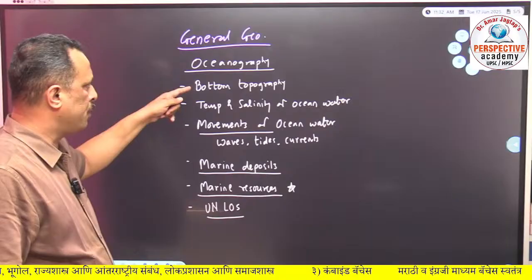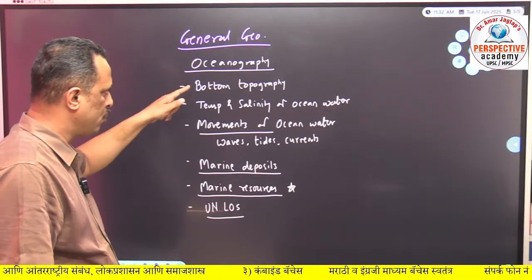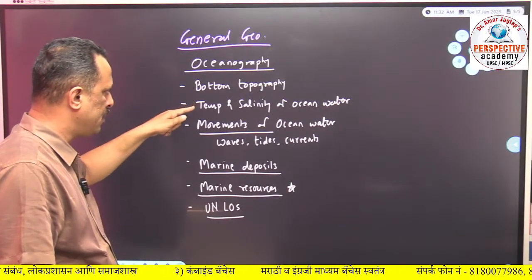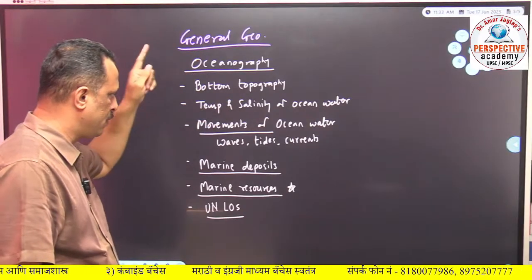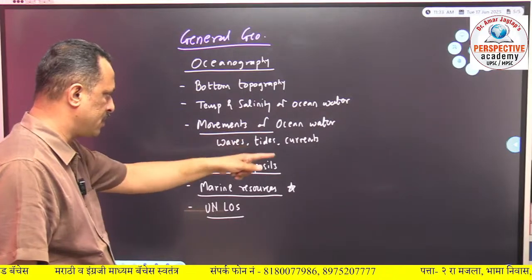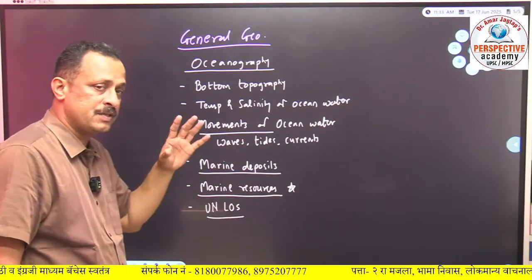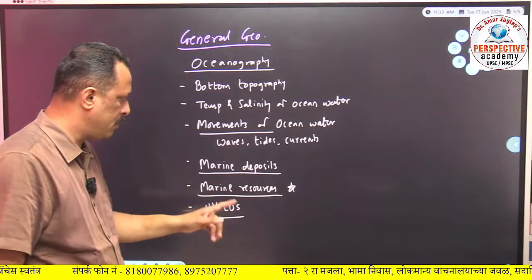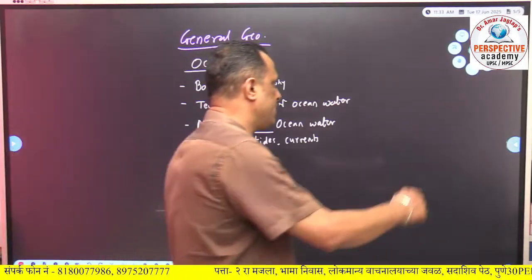In ocean bottom topography, we will study the landforms present on the ocean bottom. We study temperature of ocean water, salinity of ocean water. We study movements of ocean water which are in the form of waves, tides, currents. Marine deposits, meaning the sediments present on the ocean bottom, and this is from current perspective.